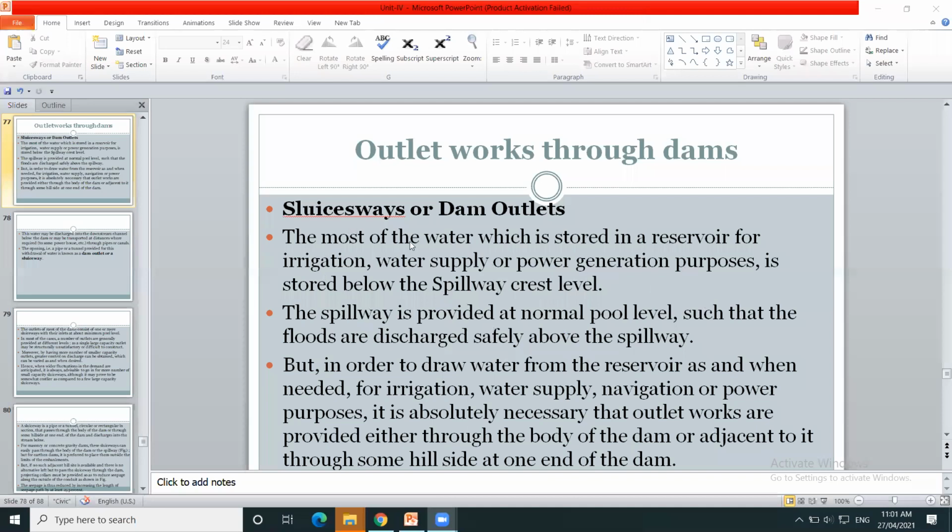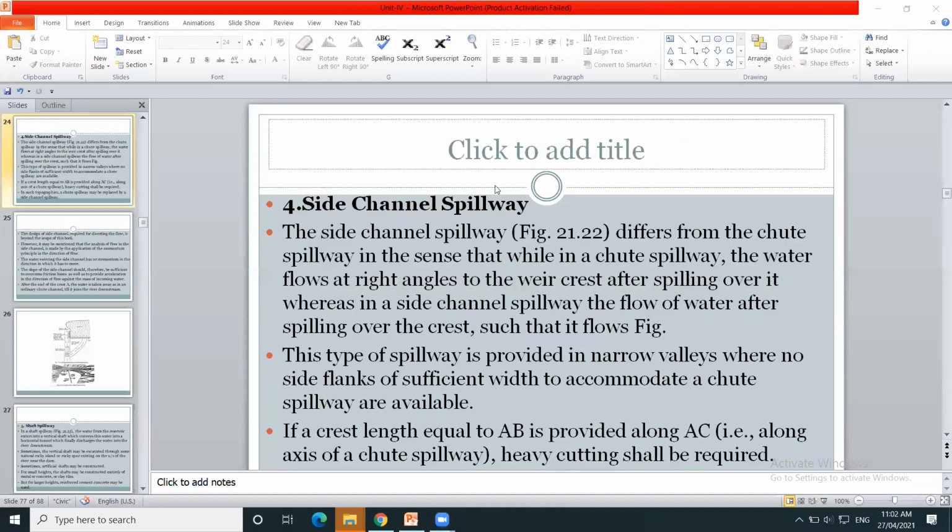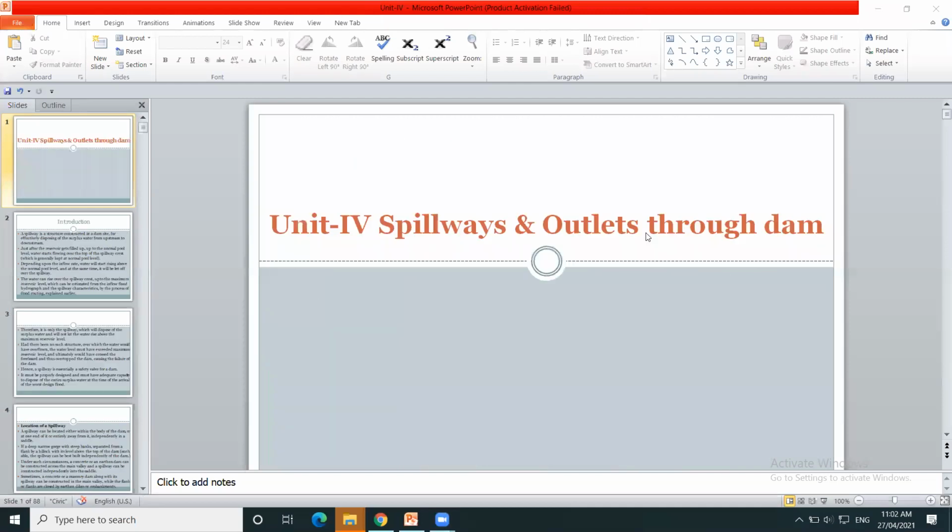So up to this we have covered spillway and outlet works to the dam structure. Is there any difficulty? Please ask. So here we have completed the fourth unit, spillways and outlet works to the dam. The fourth unit we have completed.